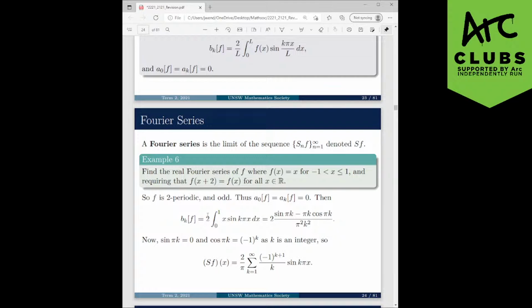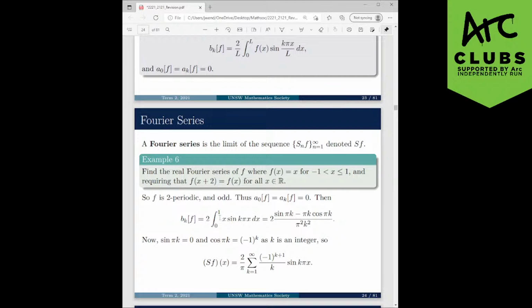So BKF is equal to double of 0 to L. Now normally it's 2 over L in front, but the L in this case is 1. Remember, L is defined by your function period. So your function is 2L periodic. Because it's 2 periodic here, that just means that L is 1. So 2 over L is just 2 over 1, hence it's just 2 at the front here, and 0 to L becomes 0 to 1. Your f of x in this question is just x, and L, once again, is 1, so just sub it in, and you have sine k pi x.